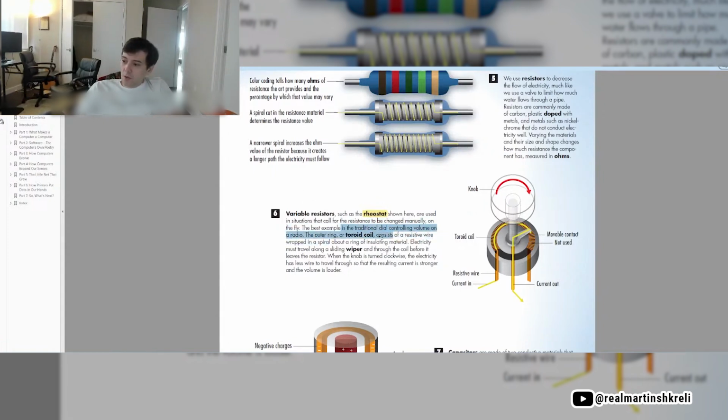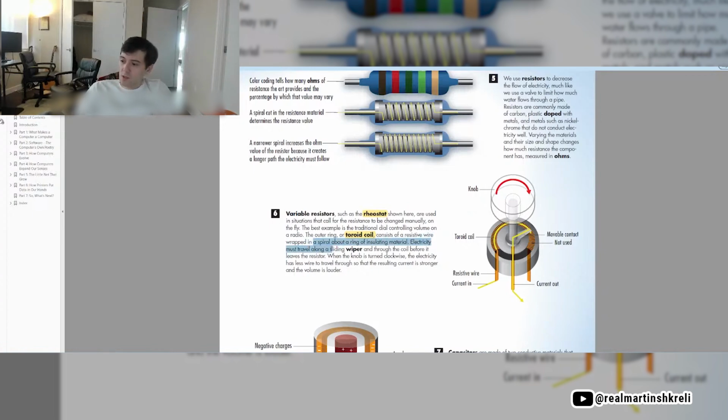The outer ring, or toroid coil, consists of a resistive wire wrapped in a spiral about a ring of insulating material. Cool. Maybe you'd have to make this yourself on a desert island, or a deserted island. Do you think you could do it?